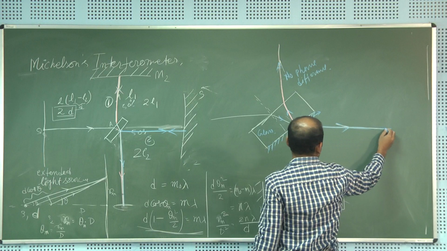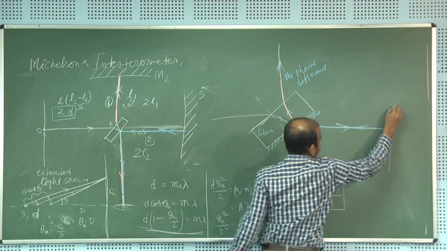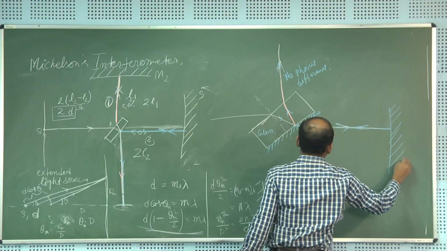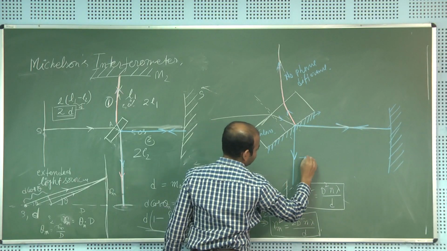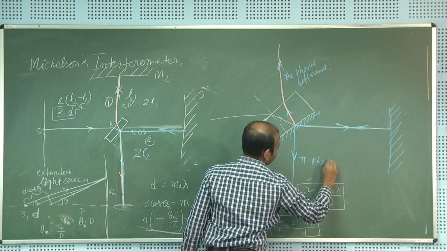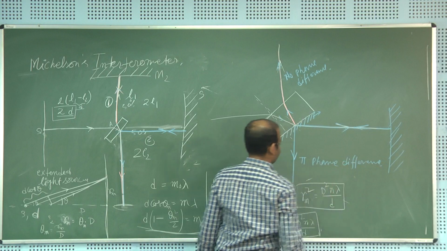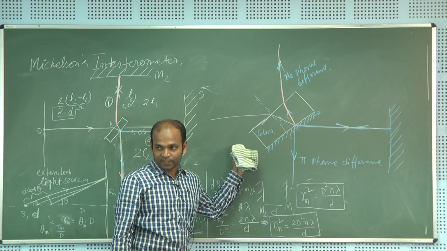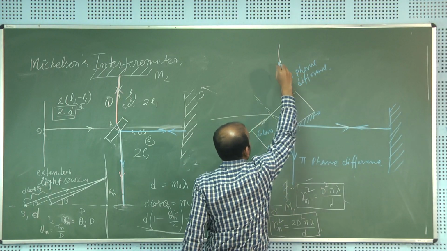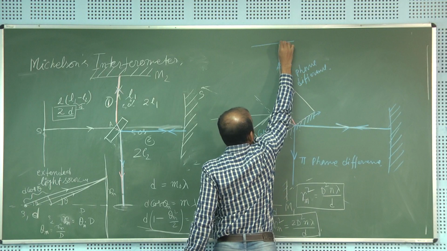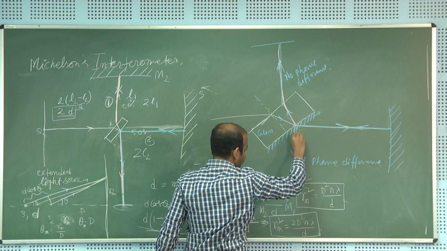However, when the light actually comes back, there would be a light which is coming from reflection. There it will suffer a phase difference of pi. So there will be a phase difference of pi and no phase difference, and then what happens is it will again come back. It will follow this path and transmit.